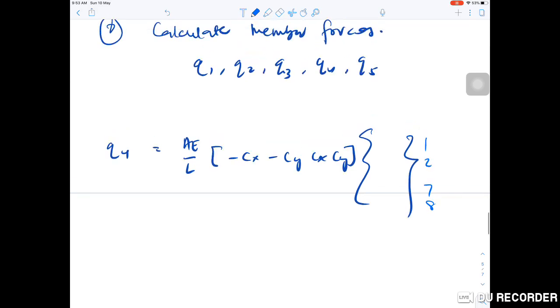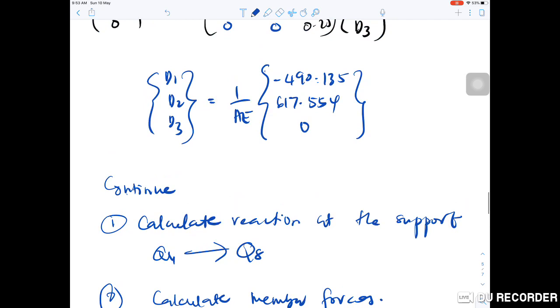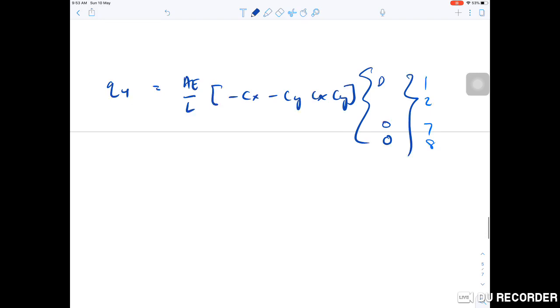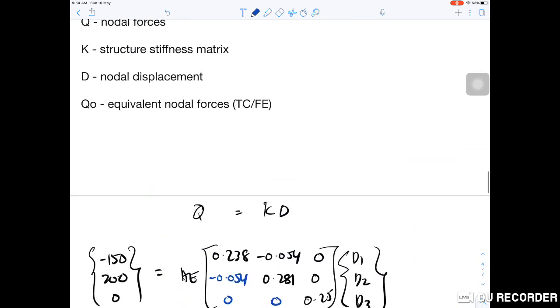D7 and D8 are 0 because of the support. D1 and D2 we have determined here. So this is D1, this is D2. This is the formula, so it is equal to AE over L, where L is 8, times negative CX, negative CY, CX, CY. So we have to replace with all the CX, CY values.